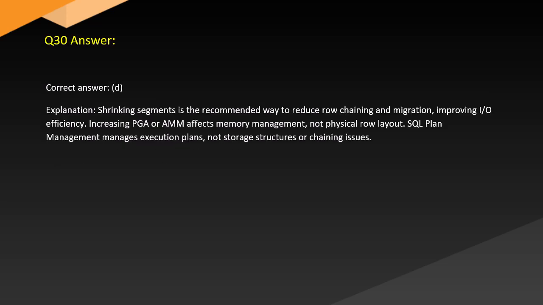Answer. Correct answer, D. Explanation. Shrinking segments is the recommended way to reduce row chaining and migration, improving I/O efficiency. Increasing PGA or AMM affects memory management, not physical row layout. SQL plan management manages execution plans, not storage structures or chaining issues.